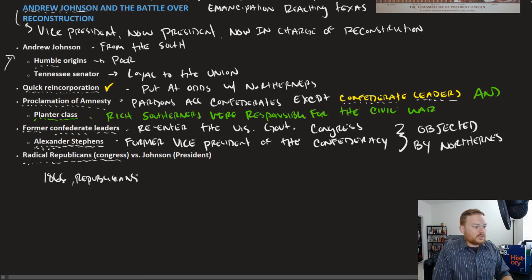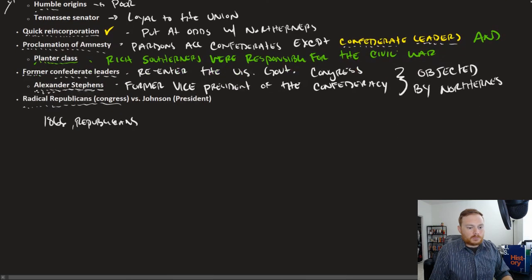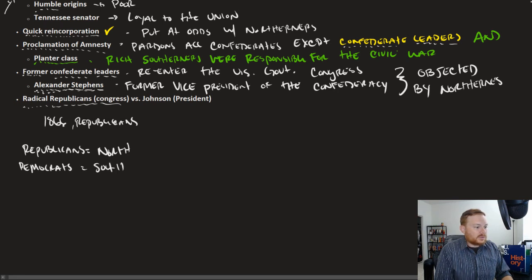And so radical Republicans, now in charge of Congress in 1866, the Republicans, and again, just to kind of review here, politically speaking, the Republicans at this time are the party of the North. The Democrats at this time are the party of the South. So in the 1866 election, Republicans win big.